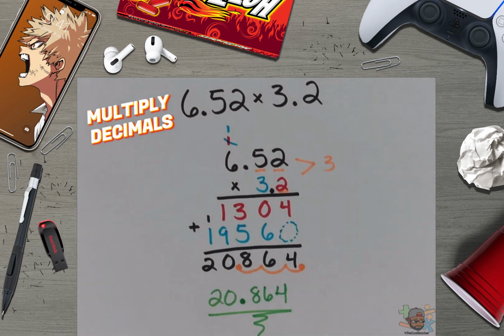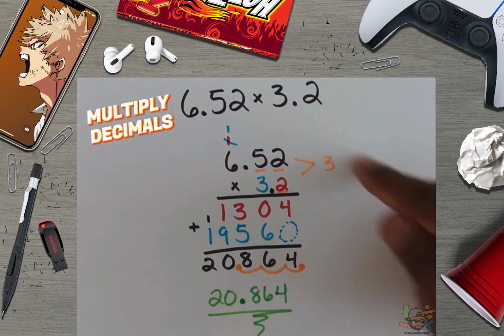So if you're confused of how to multiply decimals, this is exactly how you do it.